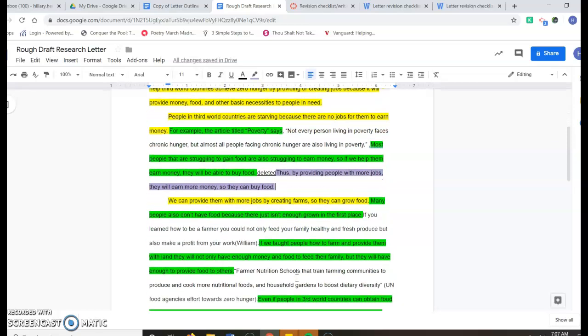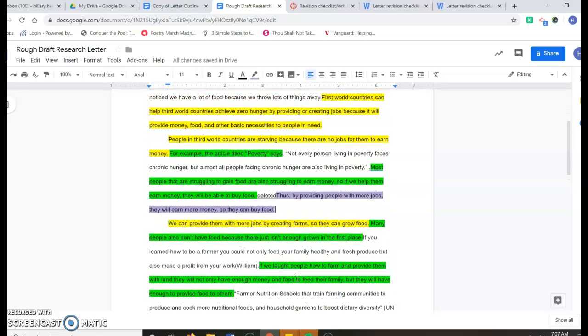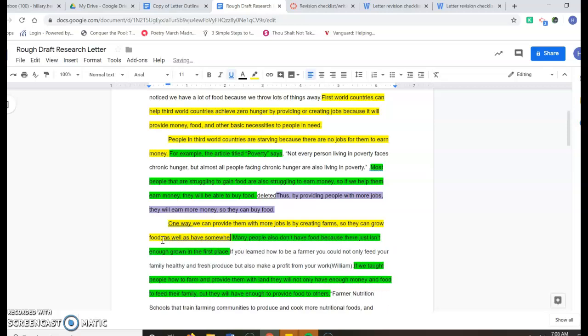That's my underlining. We can provide them with more jobs by creating farms so they can grow food. I'm going to put "one way to provide them with more jobs is by creating farms so they can grow food, as well as have somewhere to work." Many people also don't have food because there just isn't enough grown in the first place.